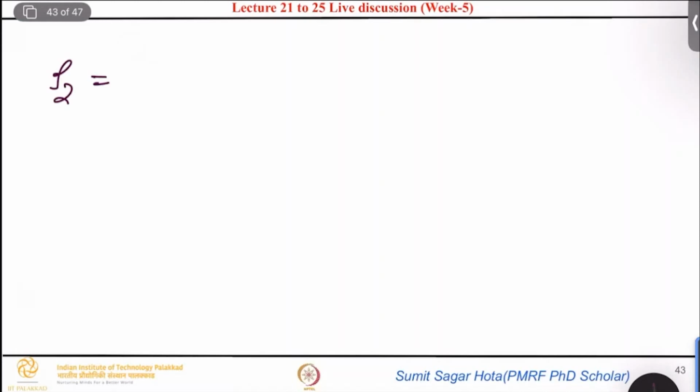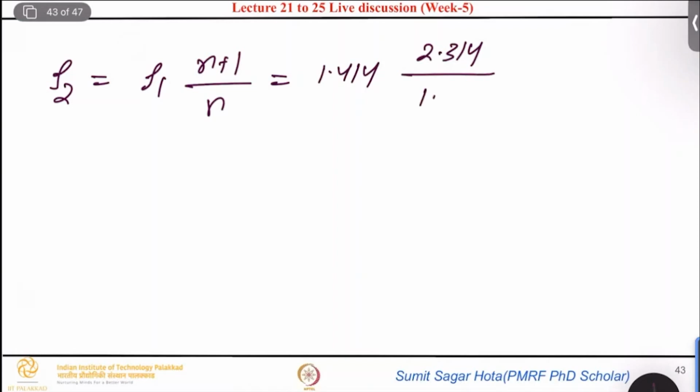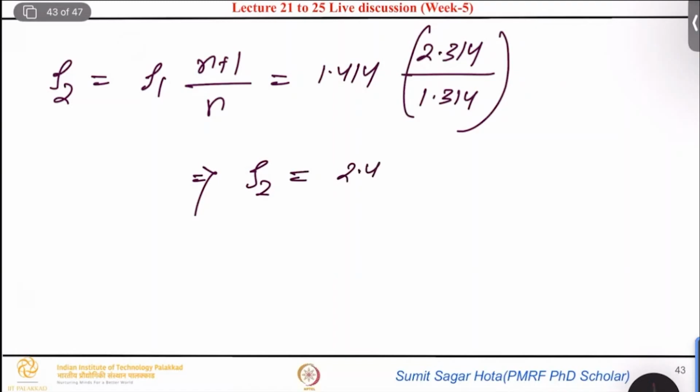Now rho 2 is equal to rho 1 times gamma plus 1 divided by gamma, which is 1.414 times 2.314 divided by 1.314. Rho 2 is equal to 2.48 kg per meter cube.